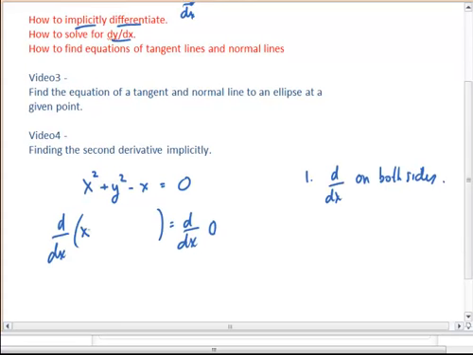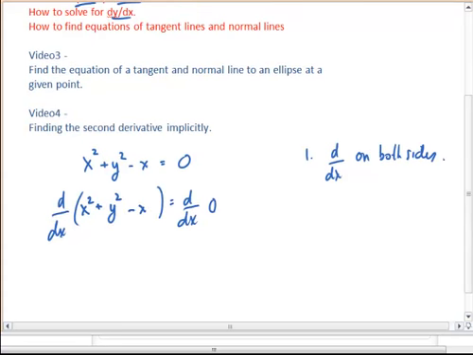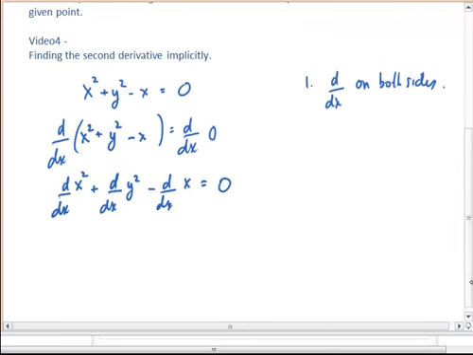And you can distribute this operator, which is a new operator to a lot of people, and the fact that we can distribute it is something new as well. So I'm going to take the derivative with respect to x of x squared plus the derivative with respect to x of y squared, and minus the derivative with respect to x of x. On the right side, I'm just going to have 0, so the derivative of 0 is 0. The left side becomes a simple 2x.